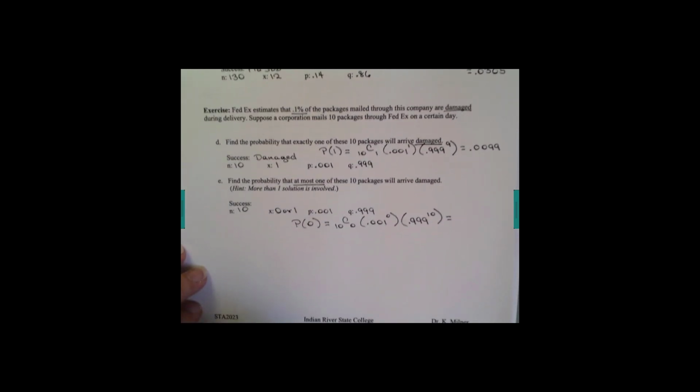So I'd say that's a combination out of 10 items. Take 0 at a time. Multiply the probability of success to the number of successes. That's 0. And the probability of the failure of Q times the number of failures, well, this time it would be 10. And let's see what our calculator says about this one.